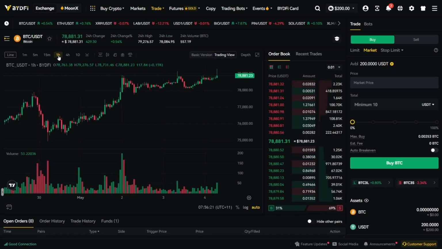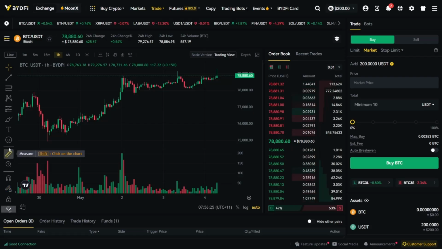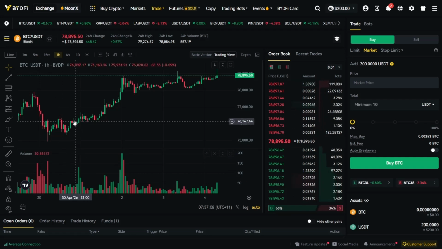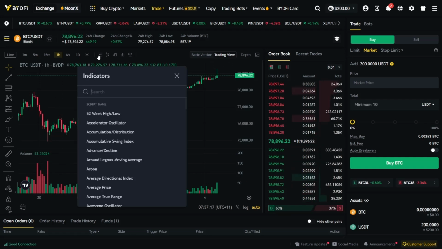You also have drawing tools on the left-hand side. You can just click this little icon here on the bottom left, and it will bring out all the drawing tools. These tools are useful for marking support, resistance, and trend lines. If you want to add extra analysis, you could head to the Indicator tab. Here's where you can find indicators like moving averages, the RSI, or MACD.